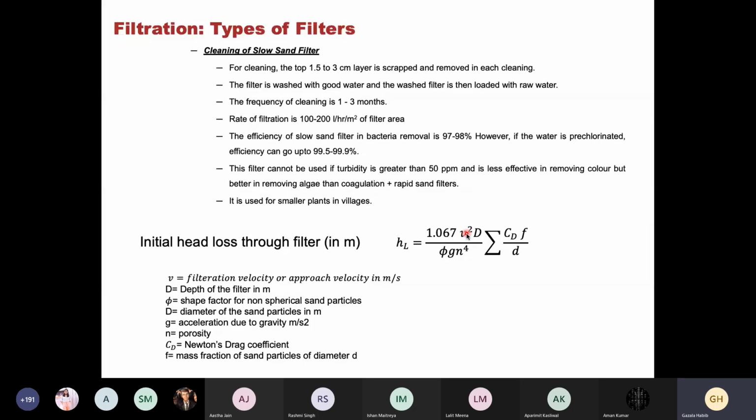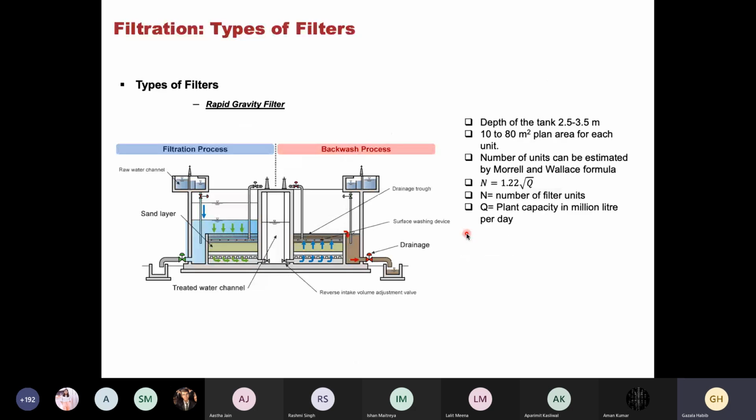Okay, not more than that for effective functioning of the filter. Then rapid gravity filter, it's a similar process, just the sand grain used in rapid gravity filter is larger in size than the slow sand filter. Therefore, the percolation rate of water through filter media is higher in rapid gravity filter compared to slow sand filter, and this type of filter can be used for larger community where the water demand is very high.